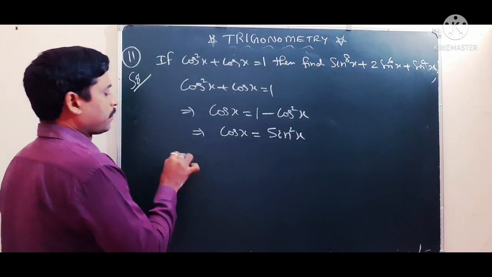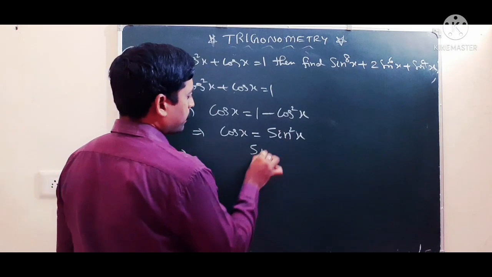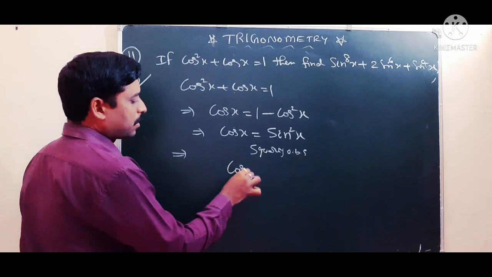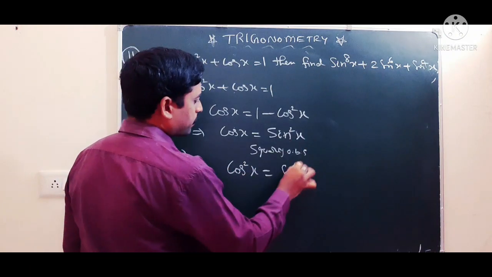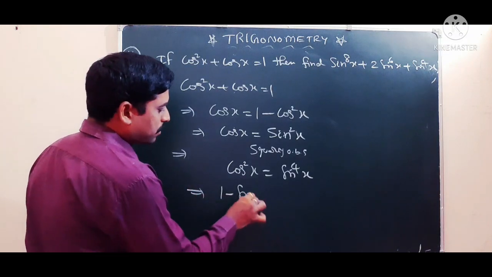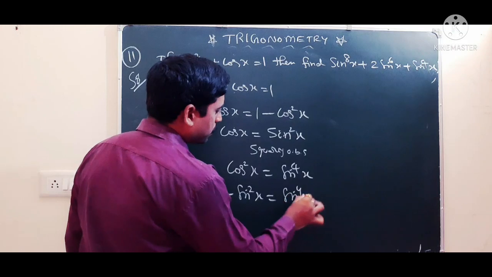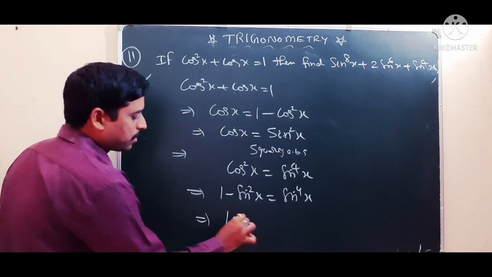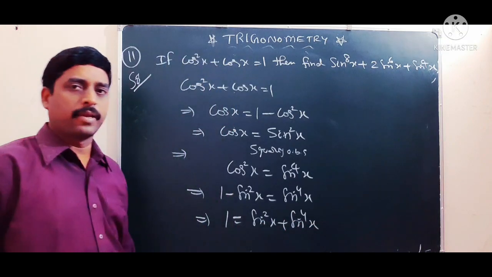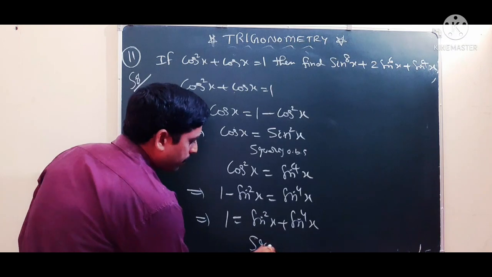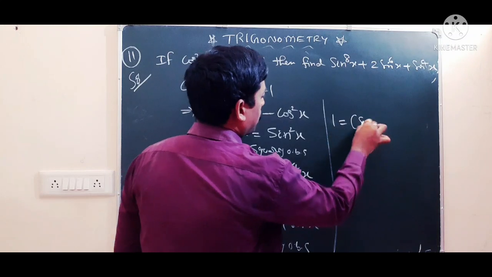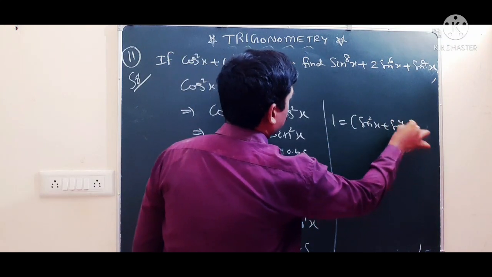Now squaring on both sides, cos square x is equal to sin to the power 4x. We have the cos square x formula, 1 minus sin square x. So 1 minus sin square x is equal to sin to the power 4x. Bringing this minus value to the right side, 1 is equal to sin square x plus sin to the power 4x. Now squaring on both sides again, 1 is equal to sin square x plus sin to the power 4x, whole square.